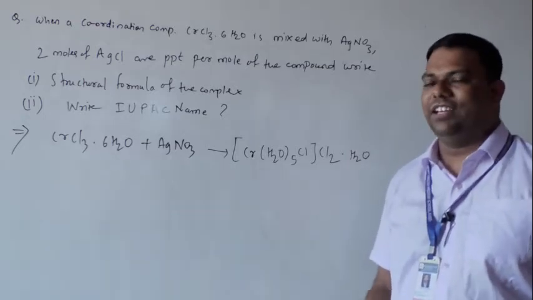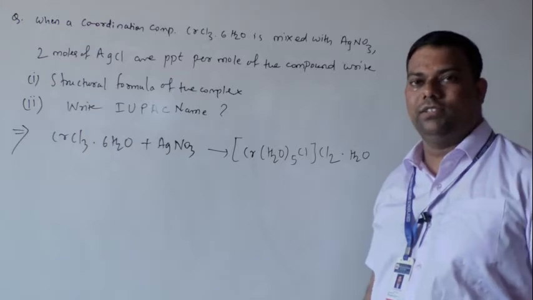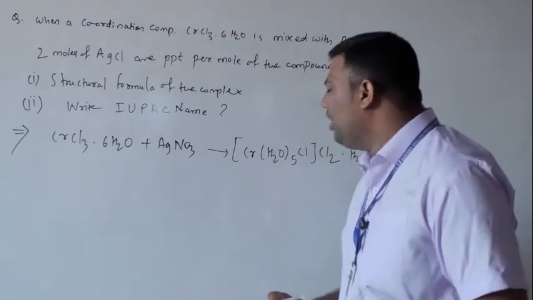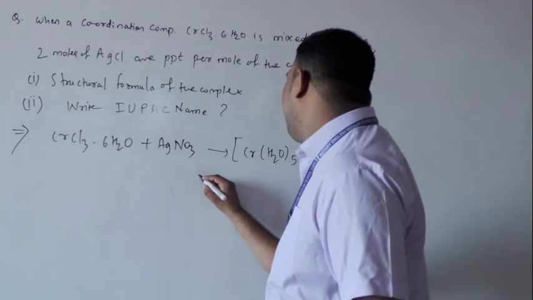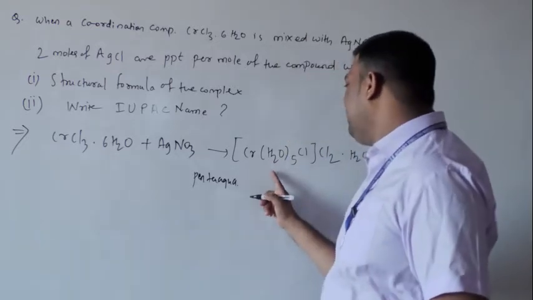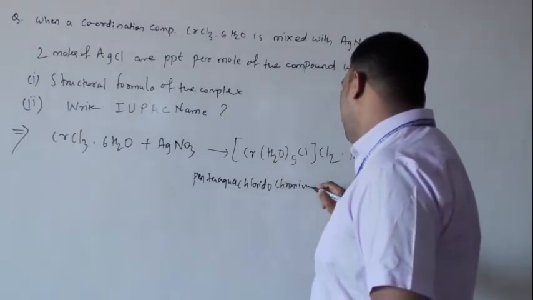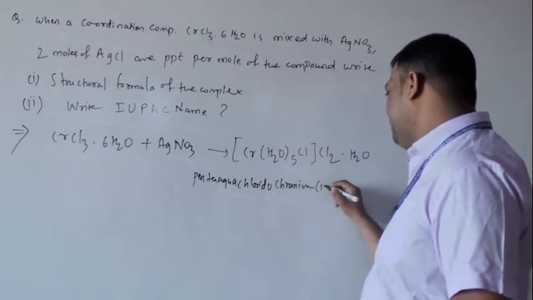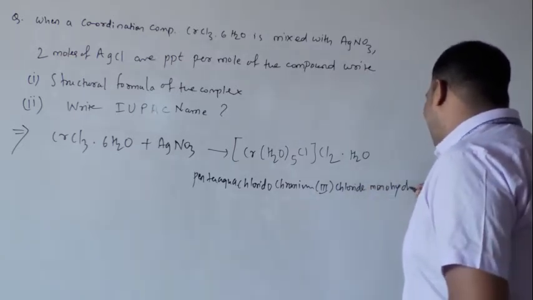They may give it in option form also. So take care of this very important part, the Werner coordination theory. Now we also have to write the IUPAC name. So what will be the IUPAC name? You can write pentaaqua first as the ligand, then chlorido: pentaaquachloridochromium. The oxidation number is third, here minus one, here two minus: chromium(III) chloride monohydrate.